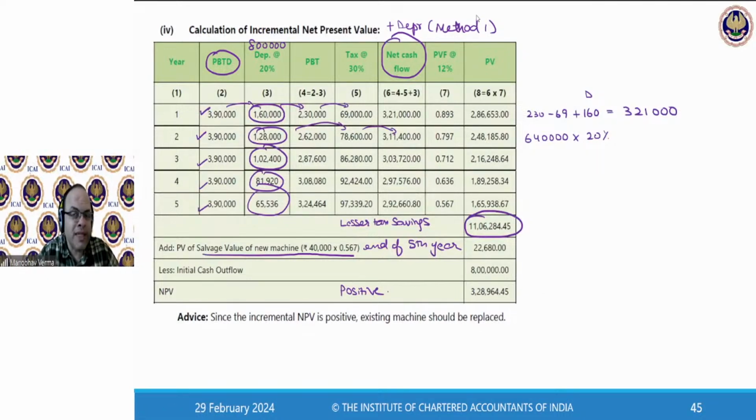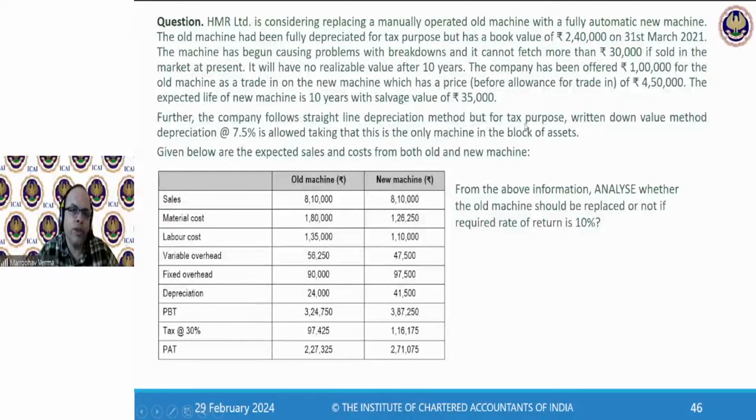And as I promised, guys, you have a quick question here. I'm not solving this here, but you can do it later as your homework. Another question with respect to the replacement of machinery here. The question which starts with HMR Limited. This is your homework, guys, for this particular topic, right?